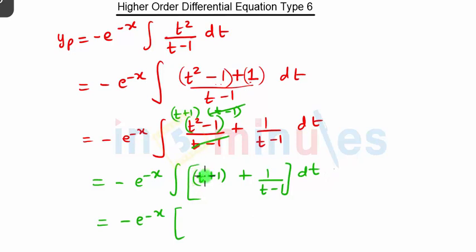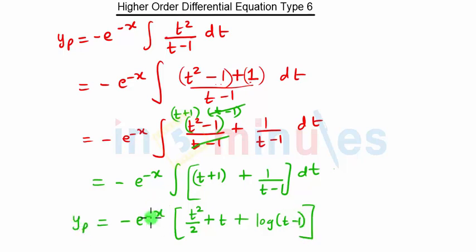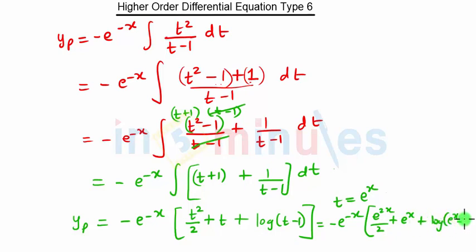So what is integration of t? Integration of t is t square upon 2, plus integration of 1 is t, plus integration of 1 upon t minus 1 is nothing but log of t minus 1. But in our question we have all the terms in terms of x, so we are again going to substitute t equal to e raised to x. So this equation will now become e raised to 2x upon 2 plus e raised to x plus log of e raised to x minus 1.